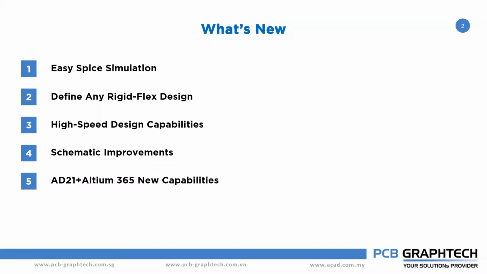The third topic is high-speed design capabilities for length tuning. Now we have introduced two more tunings here, like trombone and sawtooth tuning. The next topic is the schematic improvements, and finally we are going to see the Altium 365 improvements based on the collaboration with the users.